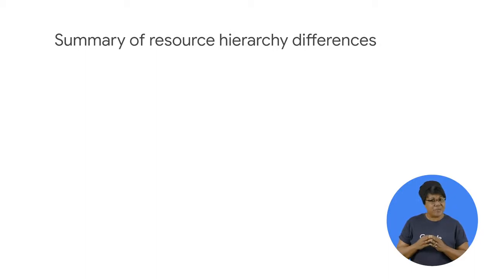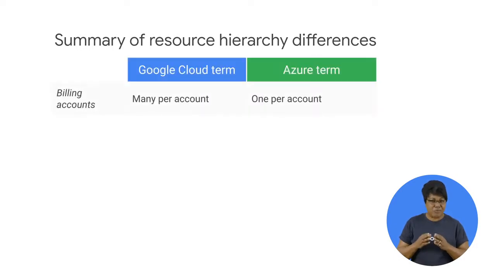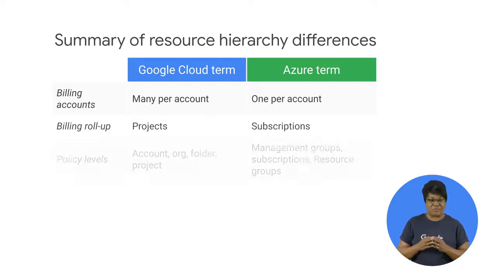The key GCP resource differentiators are multiple billing accounts, or billings grouped by projects. With GCP, you have the flexibility to have many billing accounts per GCP account, whereas you need one billing account per Azure account. GCP can roll up billing by project, whereas Azure rolls up billing by subscriptions.